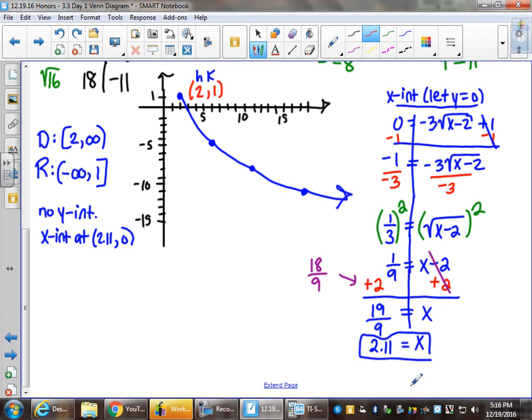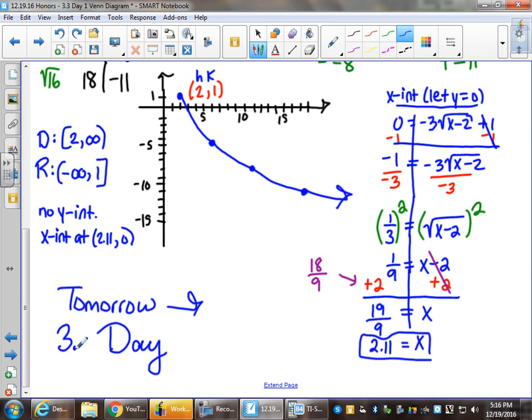Oh, well, let me adjust that. Tomorrow in class, by that I mean tomorrow, since this is a flipped night, you'll be working on the 3.3, day 1 and 2. We'll start working on that homework assignment.